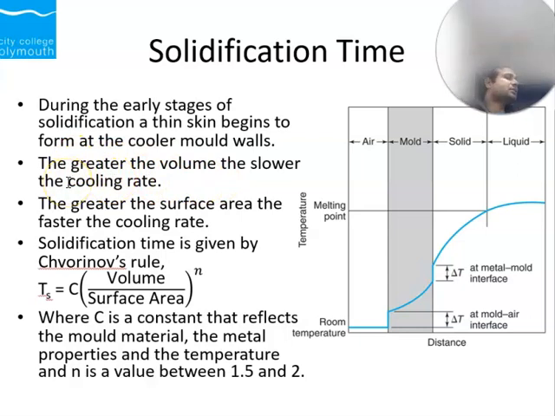If I pour 10 liters of molten metal versus 1 liter, for 10 liters the cooling rate is going to be slower, and for 1 liter the cooling rate is going to be faster. The greater the surface area, the faster the cooling. Then we have Chvorinov's rule: Ts = C (volume / surface area)^n. C is the constant, Ts is the solidification time, and n is the index. So this gives you the cooling rate.